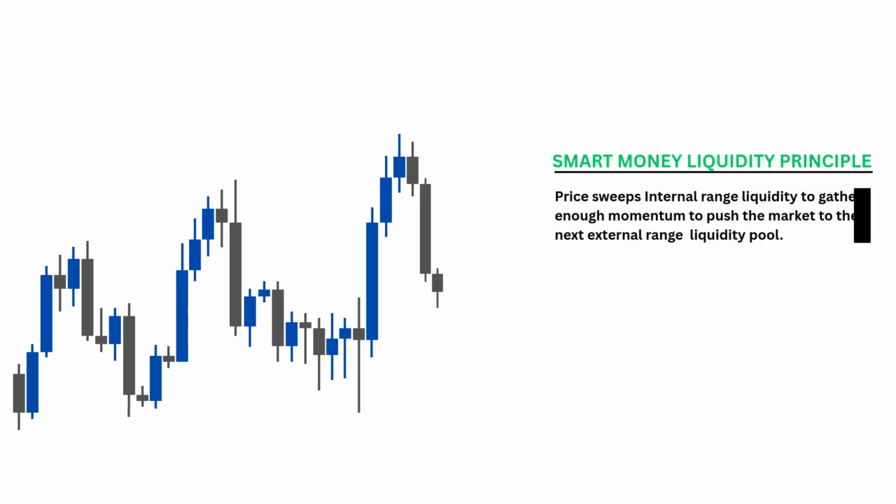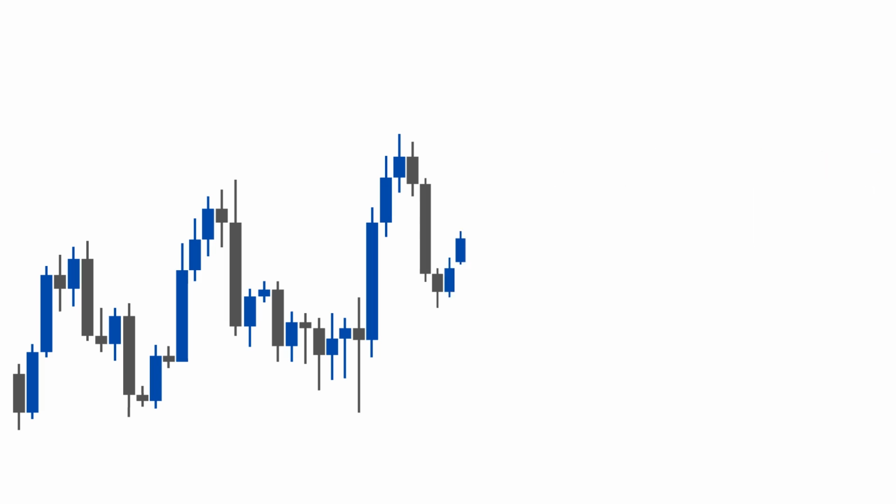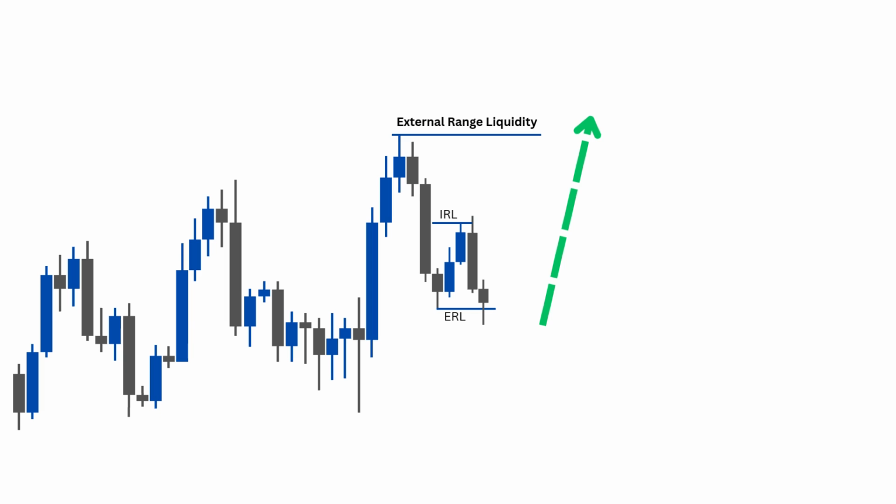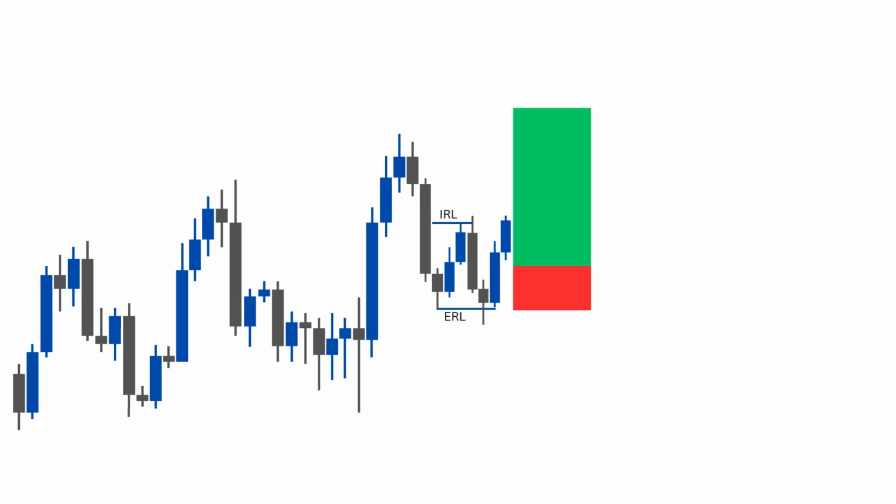The principle states that price sweeps internal range liquidity to gather enough momentum to push the market to the next external range liquidity pools. So, you wait for the market to complete the internal range liquidity grab, liquidate the external range sell-side liquidity within the bullish fair value gap. Once price completes the internal range liquidity sweep to external range liquidity cycle, most of the time price targets the opposite external liquidity range. So, if price reacts to the bullish fair value gap creating another bullish fair value gap, this opens doors for us to take a long position from the recently created bullish fair value gap, targeting the next external buy-side pool of liquidity.